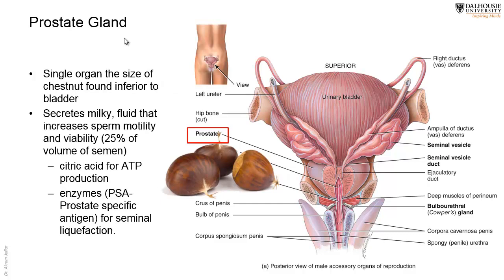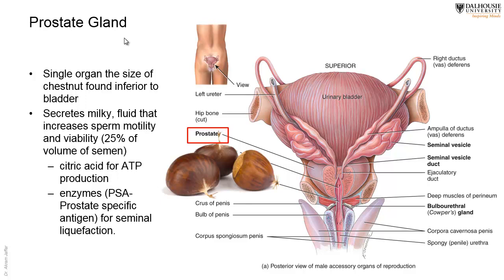The other gland here is the prostate gland. The prostate gland, as you can see, is located just below the neck of the bladder. This is the urinary bladder. Below the neck of the urinary bladder is the prostate, the size and shape of a chestnut. You can see here that the urethra passes into the prostate, and this part is called the prostatic urethra, and it receives the ejaculatory ducts.